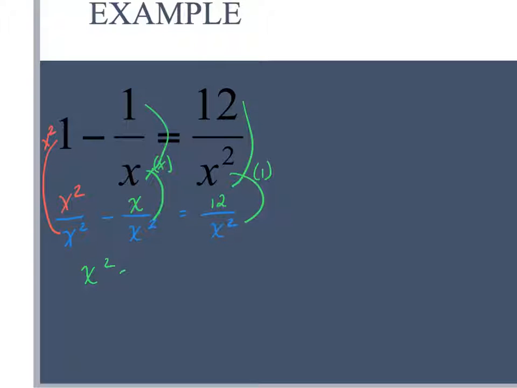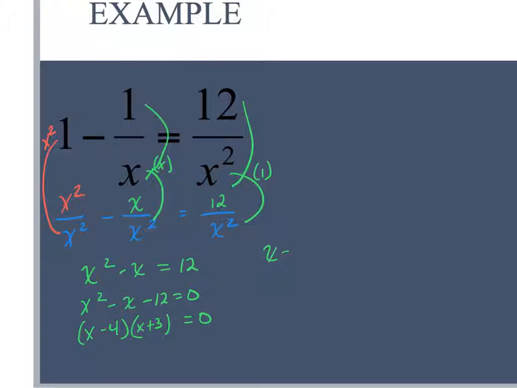X squared minus x equals 12. Get them all on one side. Whoops, I forgot something there. I subtracted 12 from both sides to get that. Do my factoring because I have a squared here. That means I have two possible answers.